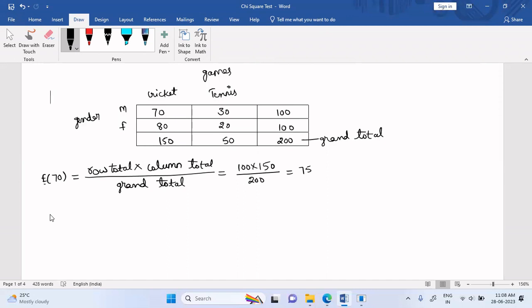Coming to the expected frequency for 30, we use the same formula. For 30, the row total is 100, the column total is 50, divided by the grand total of 200. So this gives 25. For the rest of the two observations also, we can do the same calculation: expected frequency of 80 and expected frequency of 20.